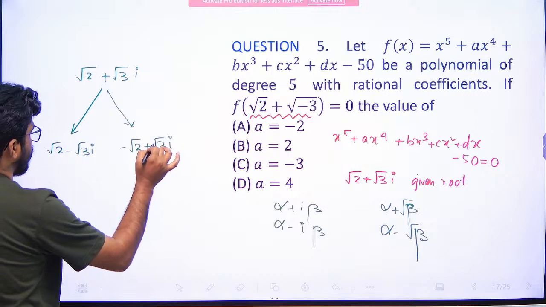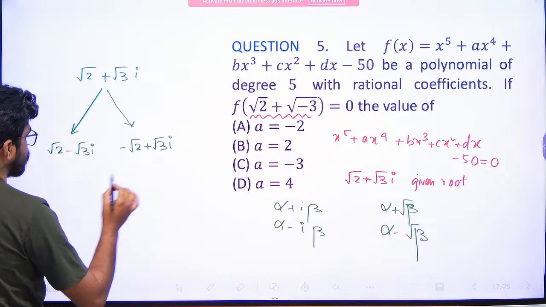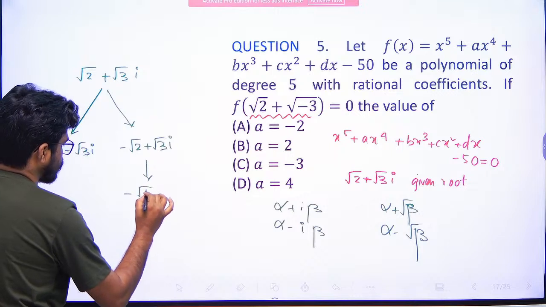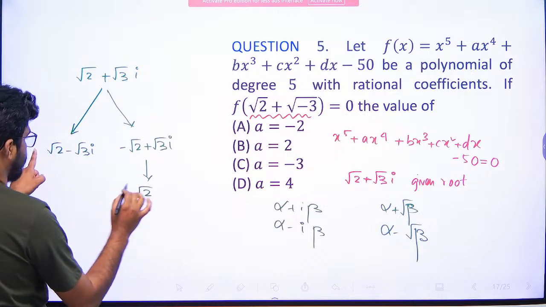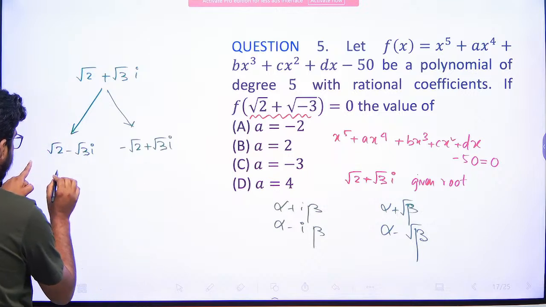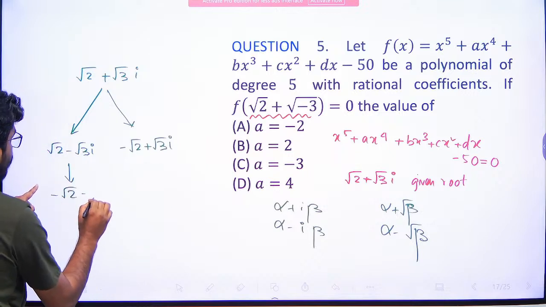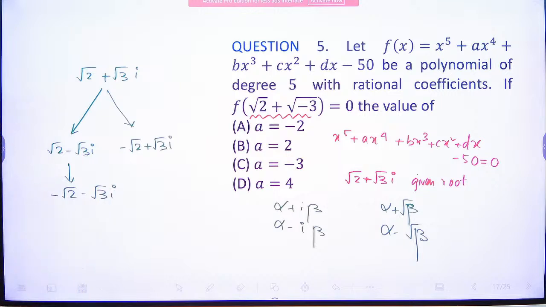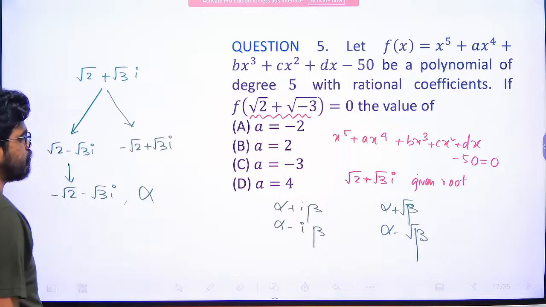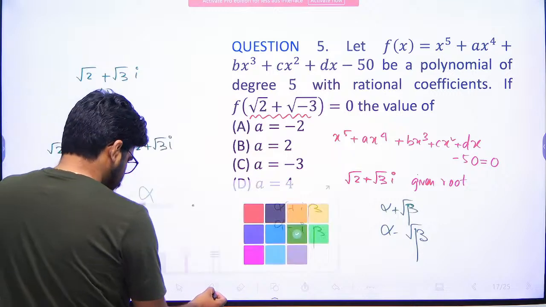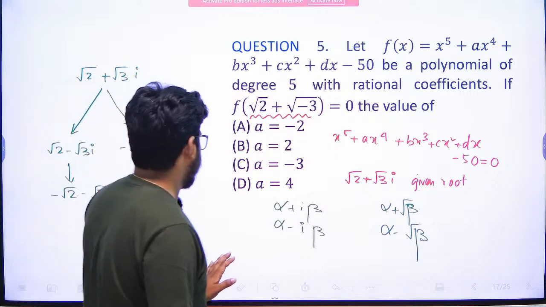Minus root 2 minus root 3i will be another root. তাহলে আমরা রুটগুলো কি পেয়েছি, that is the given root root 2 plus root 3i, root 2 minus root 3i, minus root 2 plus root 3i, minus root 2 minus root 3i, ঠিক? So we have 4 roots, but the degree of the equation is 5, so let alpha be the 5th root, ঠিক আছে?